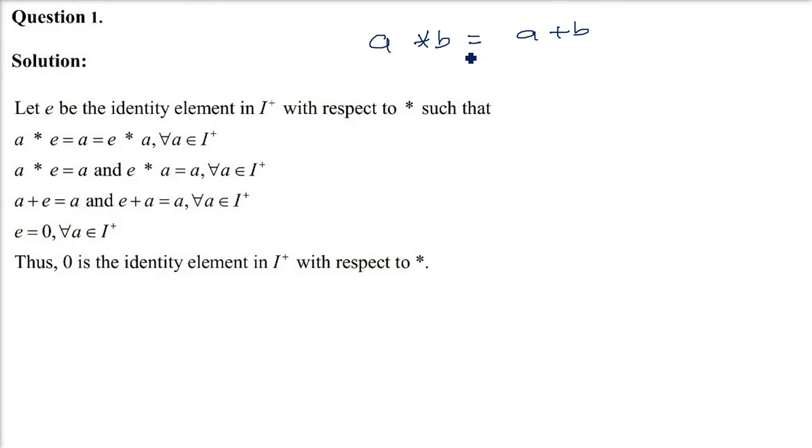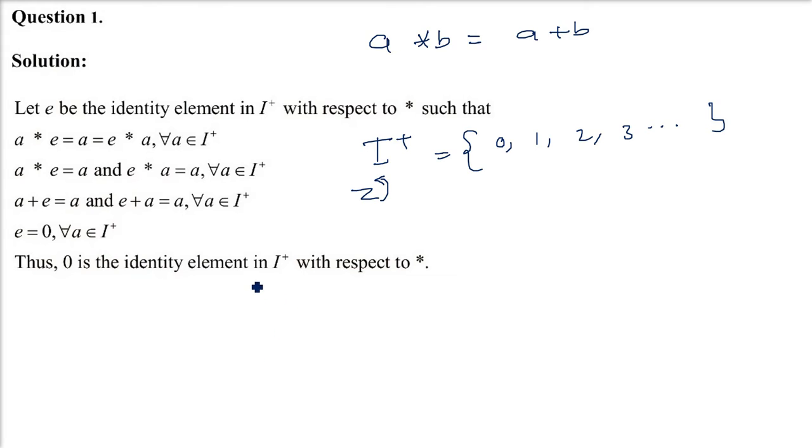So this A star B is equal to A plus B. So what is this I plus? I plus, you can say it is a subset of an integer because it is all positive integers. So this will contain 0, 1, 2 and likewise. Okay. So identity element we have to find out.